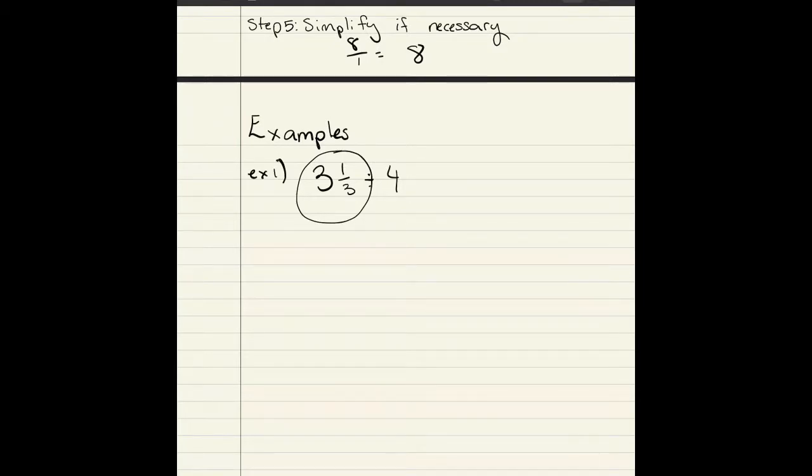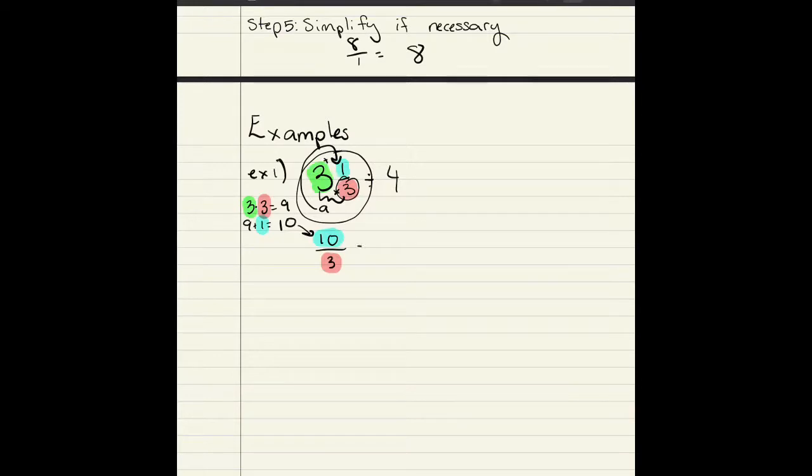So 3 times 3 equals 9. And then I need to add 1. 9 plus 1 equals 10. So I have 10 now as my numerator and 3 as my denominator.